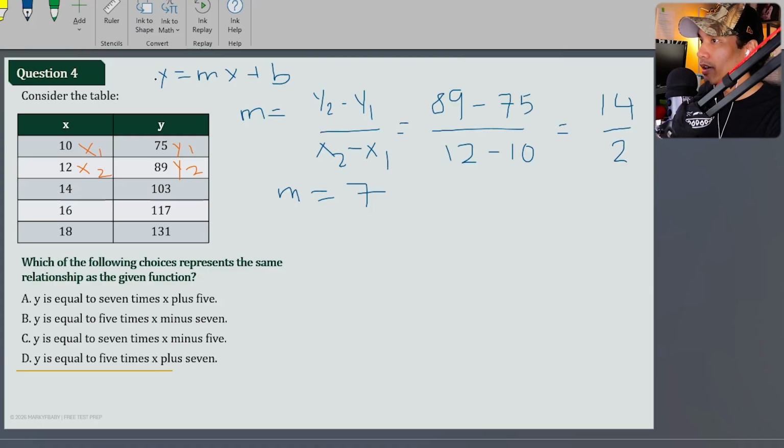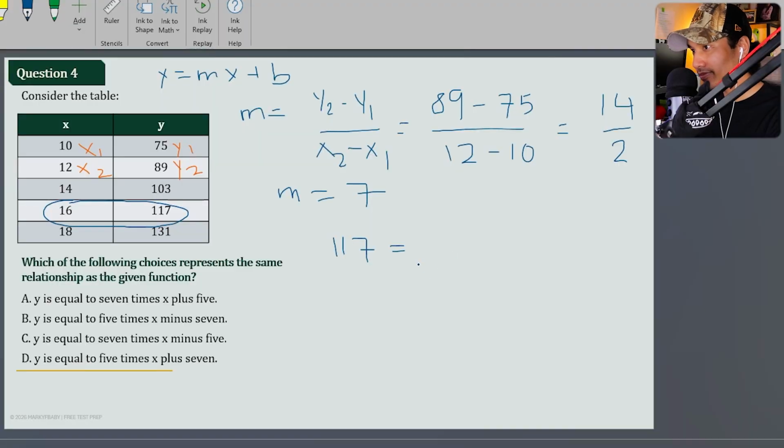Now we have y equals 7x plus b. Now let's find b. In order to do that, we need to choose one of these points and plug it into our equation with our slope to find b. So let's choose this one right here, 16 and 117, okay? Y is 117. So I'm going to put 117 equals, for my Halo fans out there, Master Chief, 117 equals, and then m equals 7, times x, which is 16, plus b.